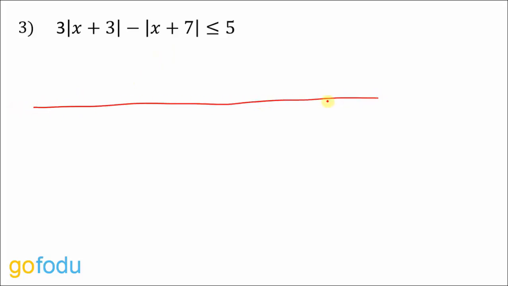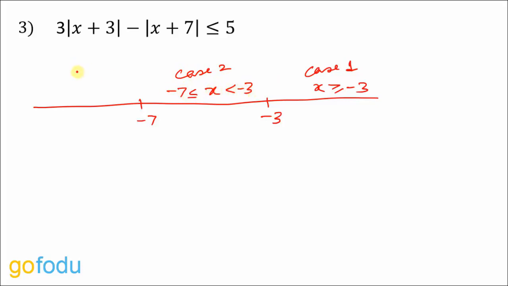So this is the number line. The critical points here are -7 and -3. Okay. So we have these 3 regions. We have 3 cases. Case 1, the condition is x greater than or equal to -3. Case 2, the condition is x is greater than or equal to -7 but less than -3. And case 3, the condition is x is less than -7.